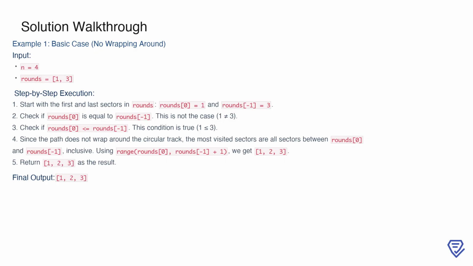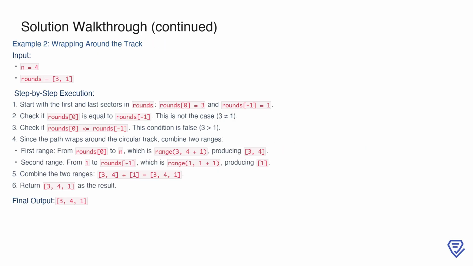Using the range function, range(1, 3 + 1), we get the list [1, 2, 3] as the result. This means sectors 1, 2, and 3 are the most visited. The output for this example is [1, 2, 3].